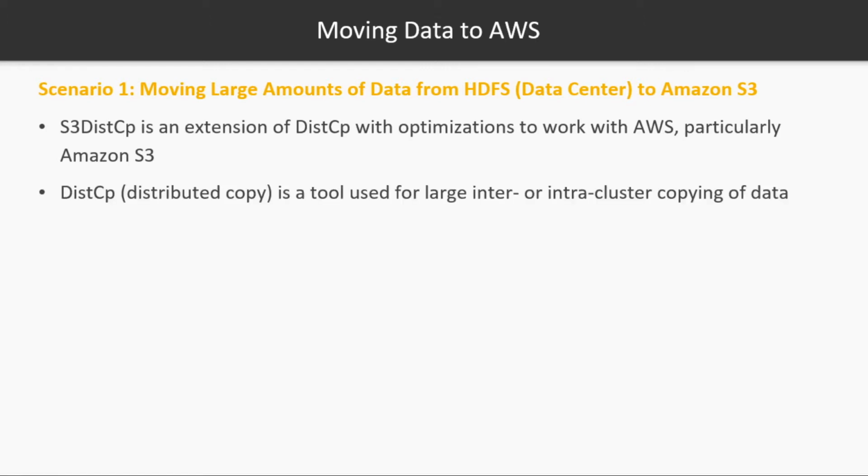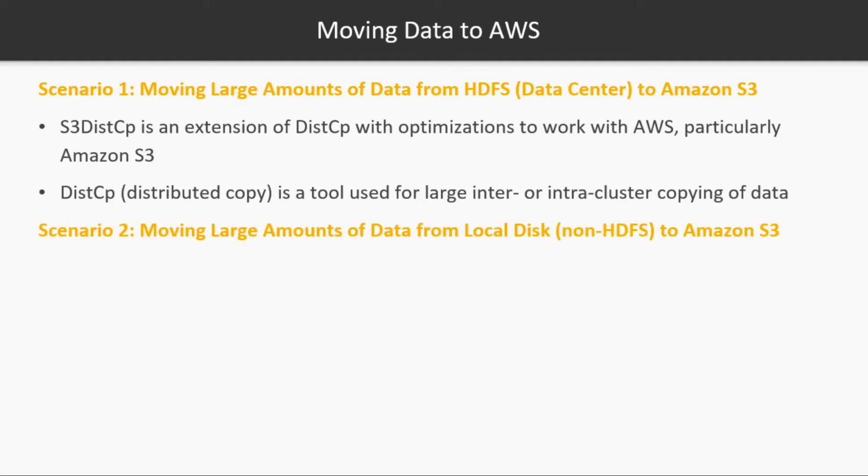DistCp, that is distributed copy, is a tool used for large inter or intra-cluster copying of data. It uses Amazon EMR to effect its distribution, error handling and recovery as well as reporting. DistCp can copy data from HDFS to Amazon S3 in a distributed manner similar to S3DistCp. However, DistCp is not as fast. Scenario 2: Moving large amounts of data from local disk, non-HDFS, to Amazon S3.